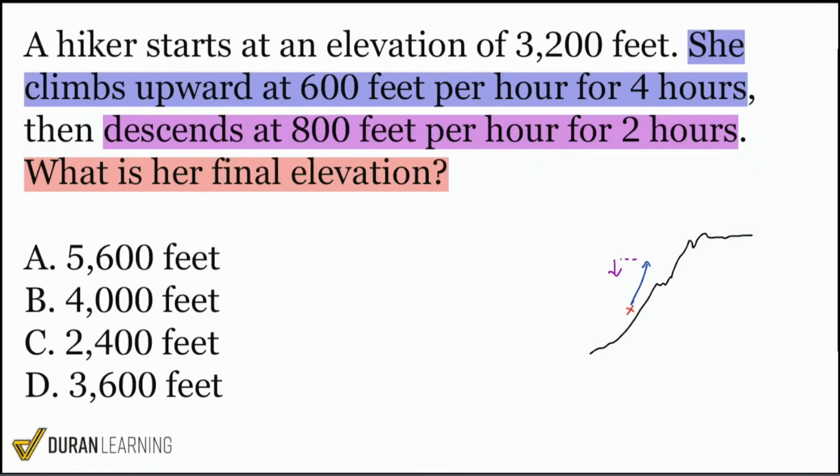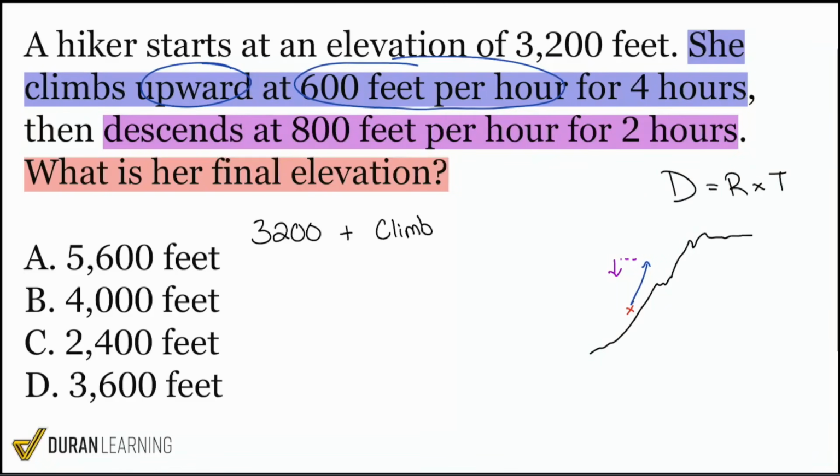So we have the 3,200 feet that we start off at. And we'll go ahead and add what happens in the climb. Everyone, to find any distance, remember that distance equals rate times time. So even though I don't have the distance of how far we climbed, we can definitely find that out. Let me go ahead and show you. So right over here, climbs upward at 600 feet per hour for 4 hours. Everyone, feet per hour, that's a rate. Hours by itself, that's time.